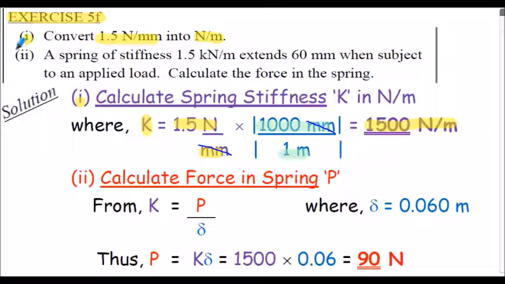In part 2, we're asked to calculate the force in the spring. So from our equation that K is equal to P divided by delta, we can rearrange for P. P is equal to K multiplied by delta. From the question, K is 1500 newtons per meter and the extension is 0.06 meters. That evaluates to a force in the spring of 90 newtons.